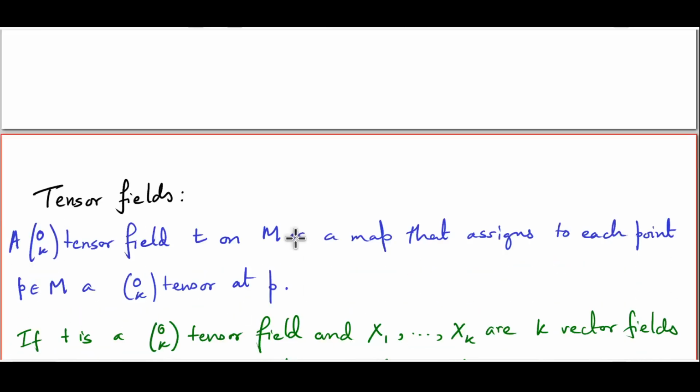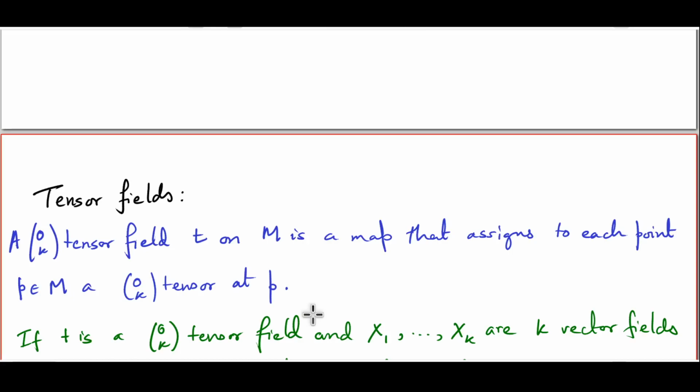This idea is easily extended to the notion of tensors, and we can extend the idea of a 0k tensor at a point P to get to a 0k tensor field in exactly similar fashion. A 0k tensor field T on a manifold M is a map that assigns to each point P belonging to M a 0k tensor at P. Note that it not only assigns a tensor to each point, that tensor is tied to that point. This is of course exactly what happened in the case of vector fields.